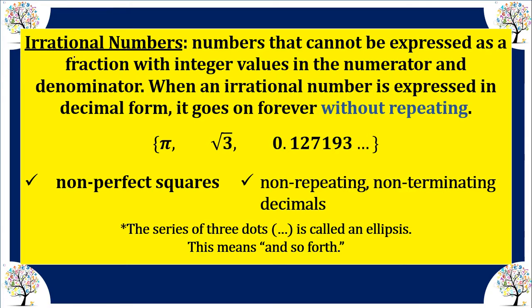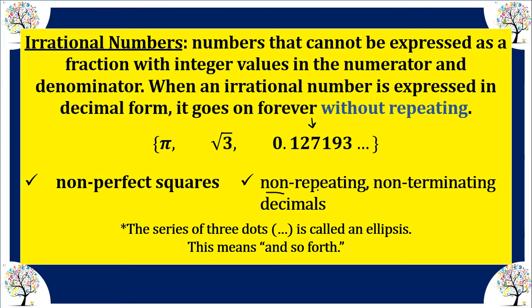Now let's take a look at irrational numbers. They are numbers that cannot be expressed as a fraction because it goes on forever without repeating. It does not terminate, which means it does not come to an end, and it does not repeat, like 1, 2, 1, 2, 1, 2. So let's look at this example first. You can see that this decimal does not terminate, it doesn't come to an end. These three dots, these ellipses, tell me that it keeps going on and on. It's not repeating, and that's why this is irrational.